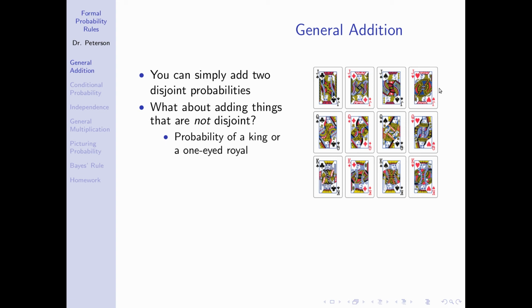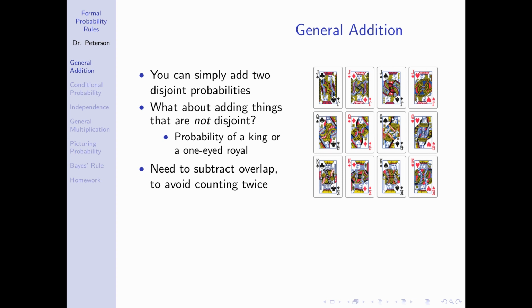As I mentioned before, if we want to know the probability of a jack or a queen, we could simply add those together. However, there are a limited number of one-eyed royals, including 2 jacks, note only 1 eye instead of 2, and 1 of the kings. Because of that overlap, we can't simply add these together. Instead, we need to subtract that overlap to avoid counting it twice.